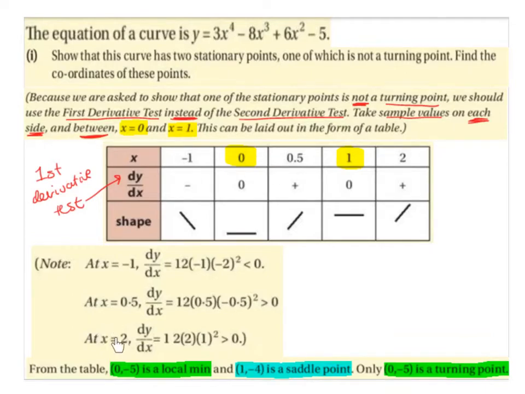And then when x is equal to 2, dy/dx is equal to 12 times 2 times 1 squared, which is greater than 0, which is positive. So that's why we have a plus in here. So when x is 2, dy/dx is positive.